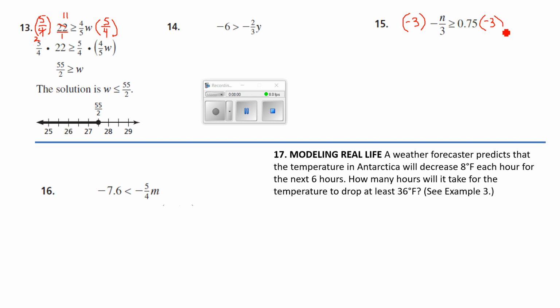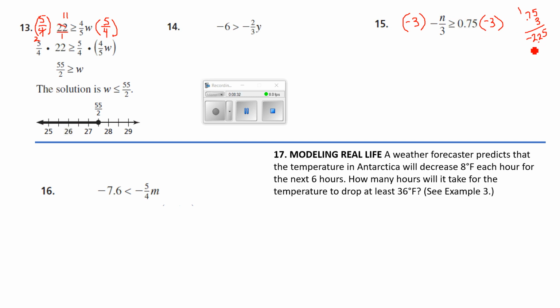And now I have 0.75 times negative 3. Well, if I put that over here, 75 times 3, and remember a positive times a negative will give me a negative answer, and this is a decimal. 5 times 3 is 15, carry the 1. 7 times 3 is 21, plus 1 makes 22. And since the decimal is 2 places over, it's going to be a negative 2.25.